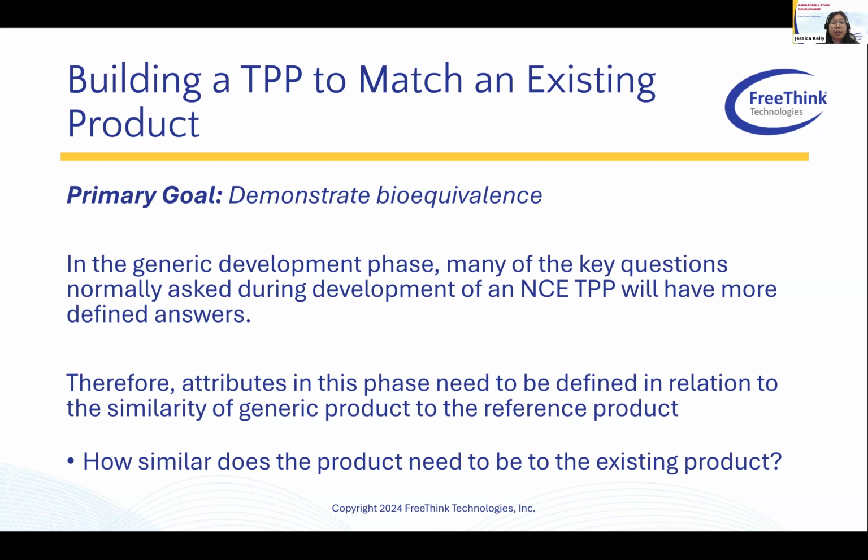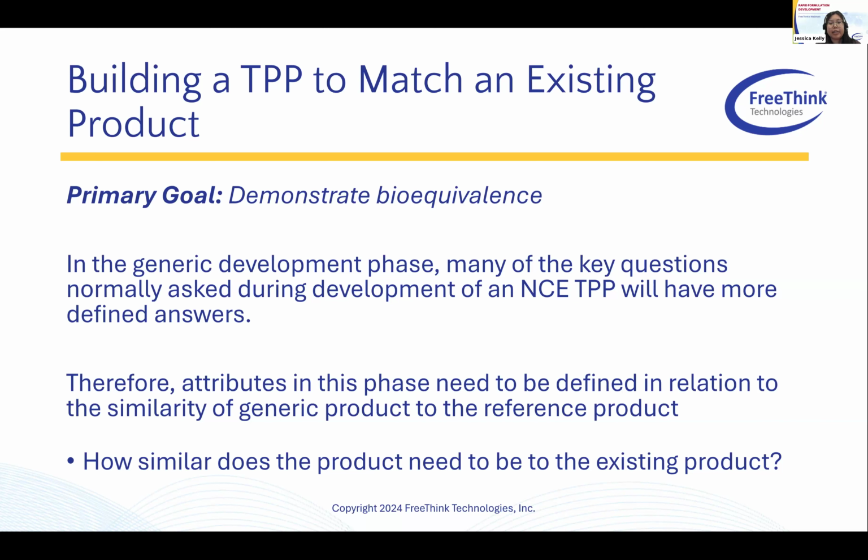what the requirements are for the generic product in relation to the reference product to prove bioequivalence. Because remember, the primary goal for these projects is to demonstrate bioequivalence. And the major question here will then be, what degree of bioequivalence is needed? And this degree will relate to the clinical program that the development team would like to run, and the biopharmaceutical or BCS class of the drug.